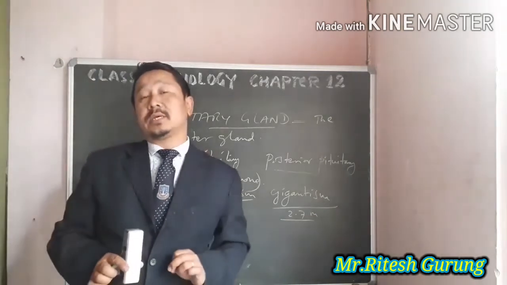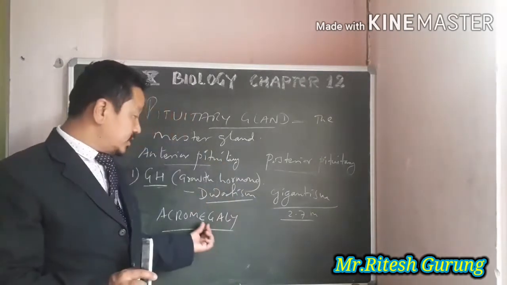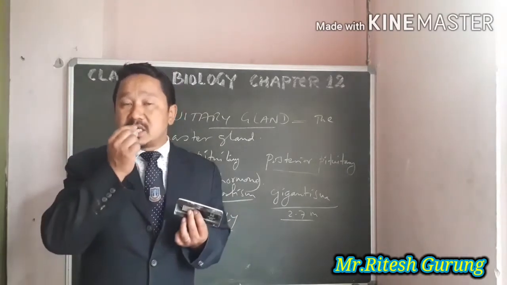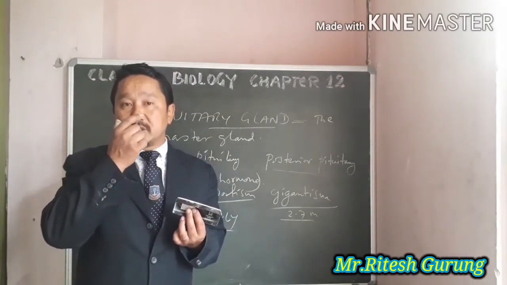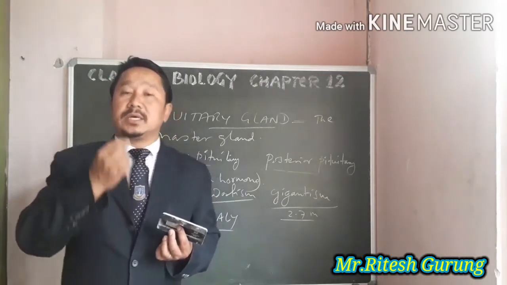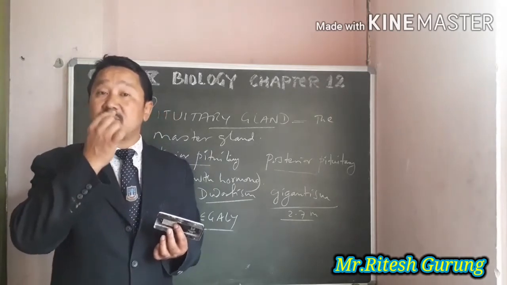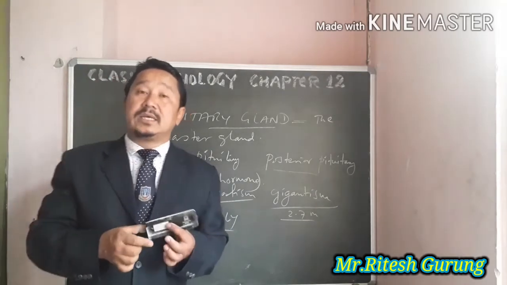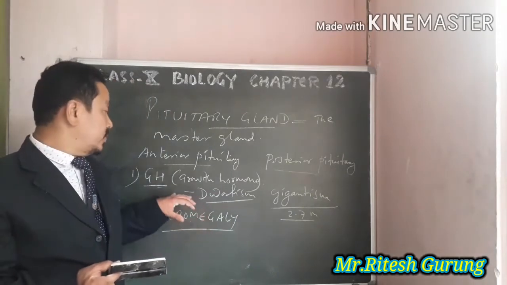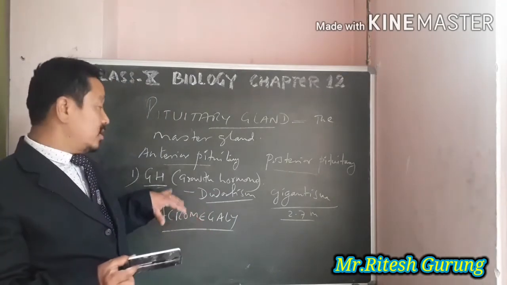In acromegaly, the person develops a very large nose, and the lips become very thick. That problem is seen if a person has acromegaly because of the hypersecretion of this growth hormone.